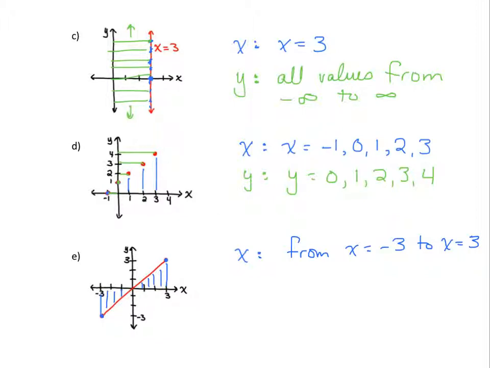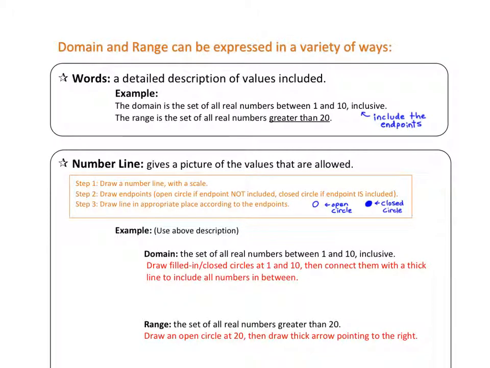The y values, we do something similar. We look at the lowest y value first. So from the lowest point on the graph, we look at what its y value is. And it is -3 as well. So y equals -3, and it goes up all the way, they're all included, all the way to the highest y value of +3. When you're looking at these values, make sure you're looking for the y values for the range and the x values for the domain.